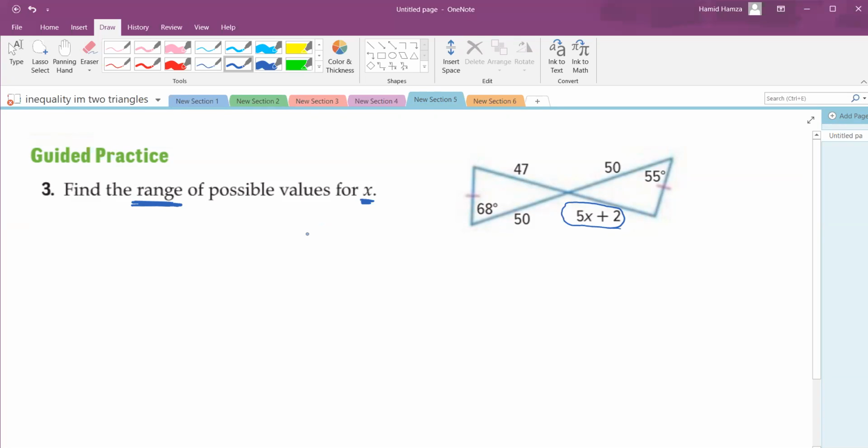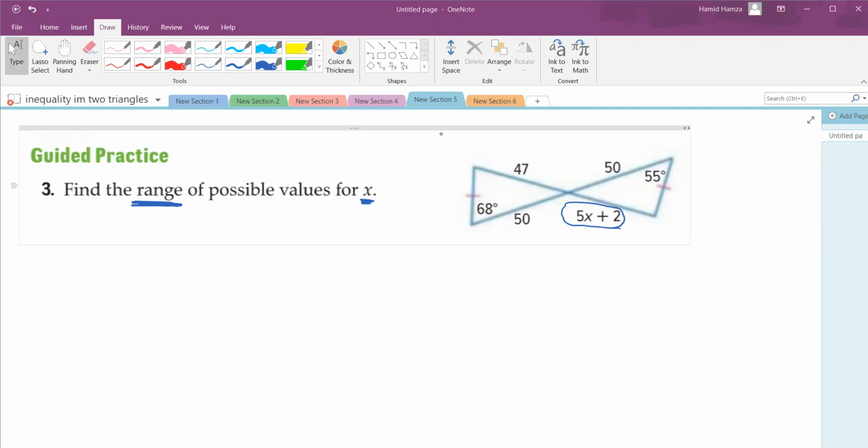Someone smart, tell me: I compare 5x plus 2 with what number? With 50, Mister. Someone said 50. I compare this one with 50. Any answers except this one?